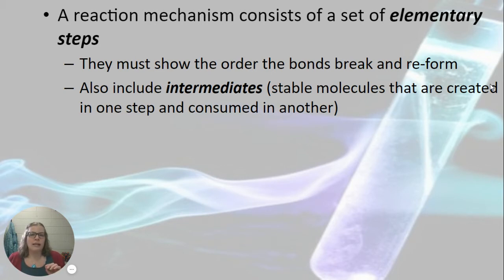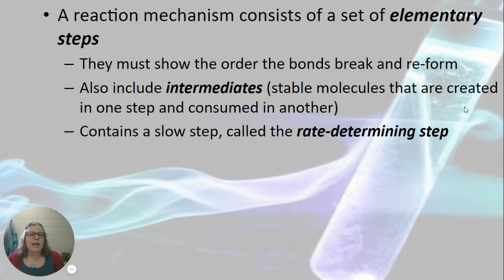it's not quite like an activated complex, but it's in the same neighborhood as that. And so an intermediate is a stable molecule, instead of an activated complex that's unstable, that is created as a product in one step of a mechanism, but then you use it up in another step. So it's kind of like a temporary molecule that exists to get you from A to B in your mechanism steps. And all of your mechanisms contain a slow step called the rate determining step.